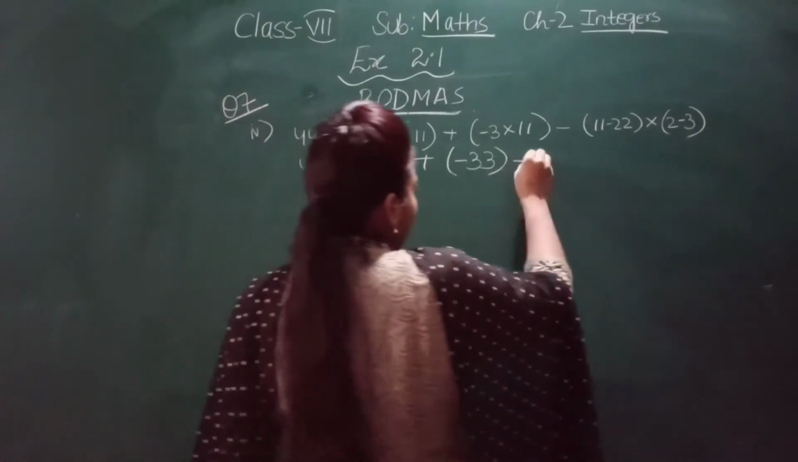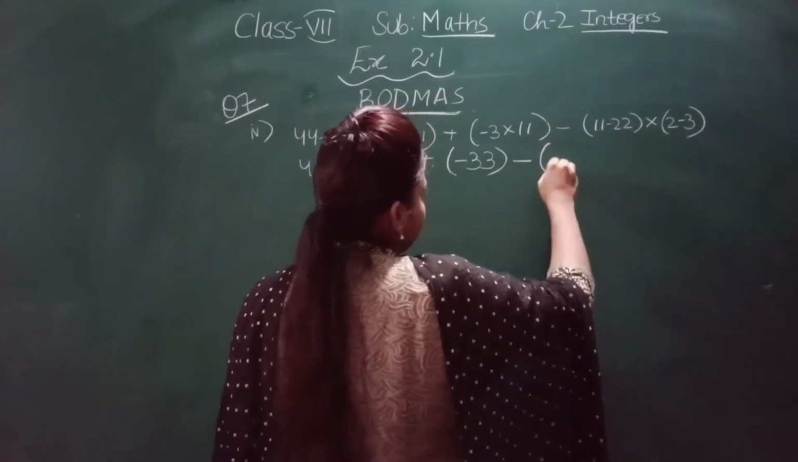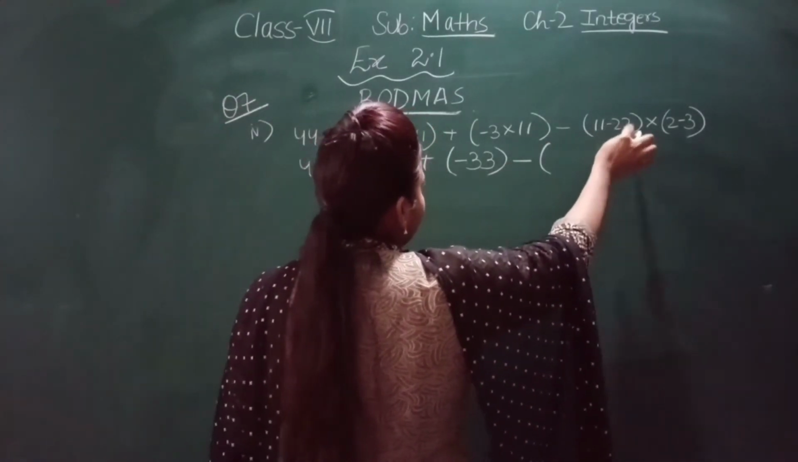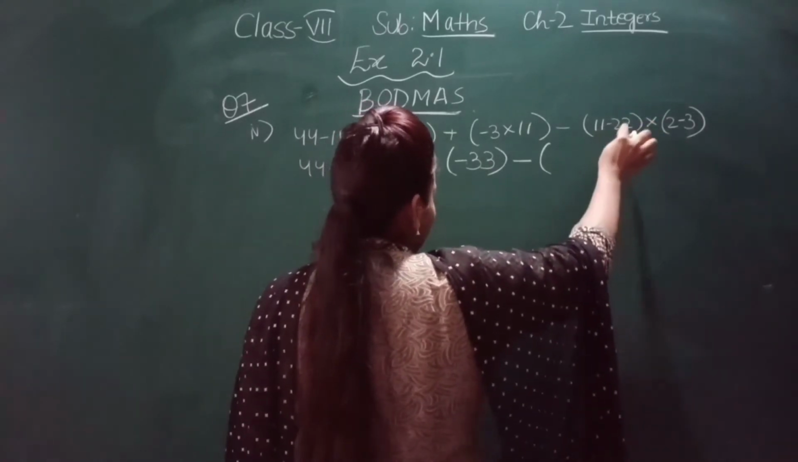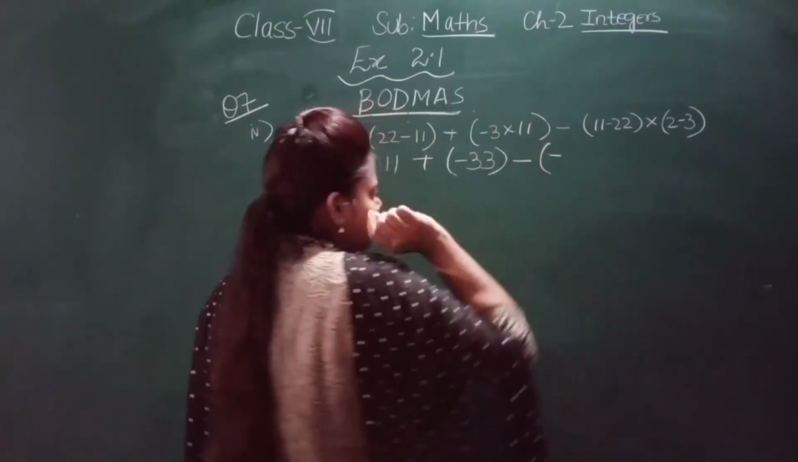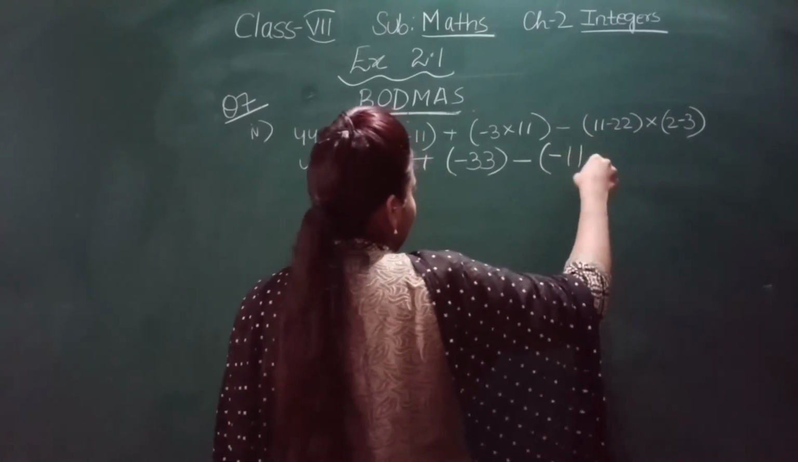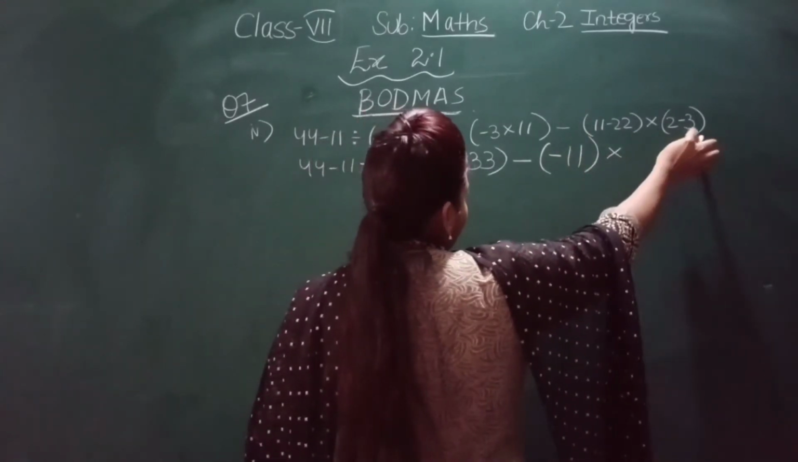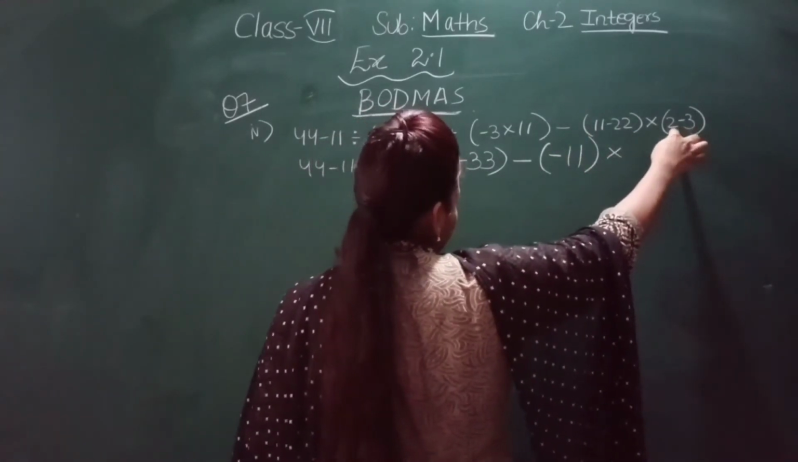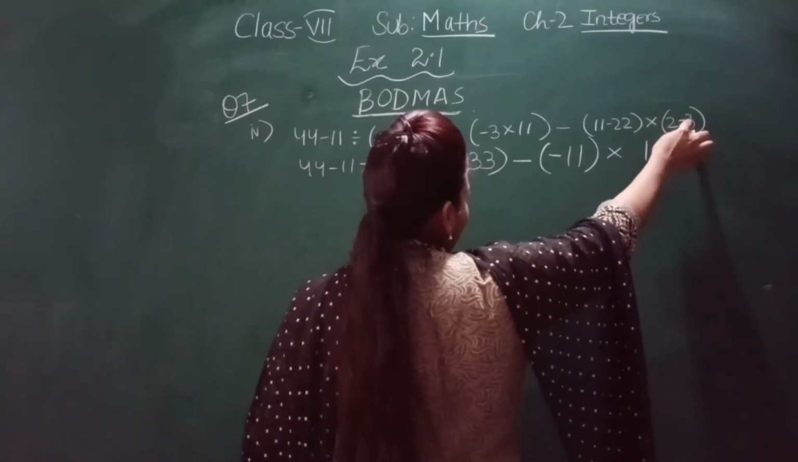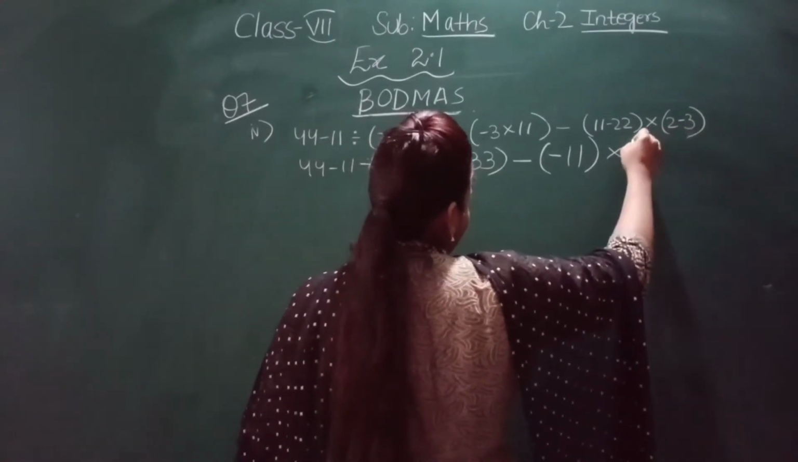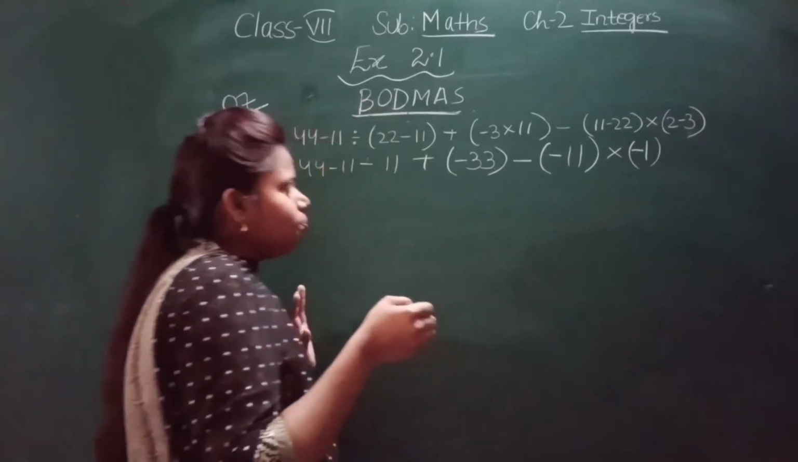Then minus, when you subtract this, what will we get? 11 minus 22. Here you can see 22 is greater, so we will put a minus sign here. So 22 minus 11 is 11. Here also you can see 3 is greater, so 3 minus 2 is 1. Which sign will we put? Minus sign, as 3 is greater. 3 has the greater absolute value.